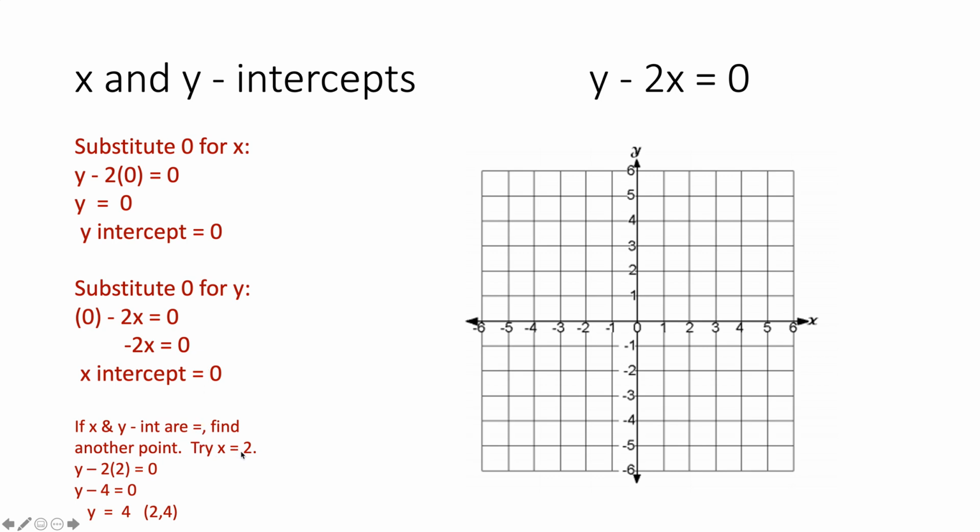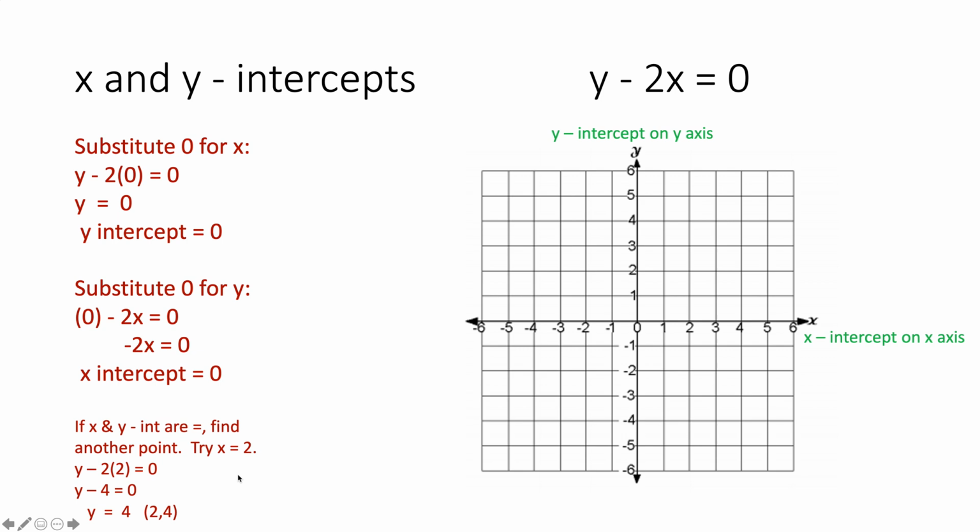So instead of plugging in a 0, plug in anything you want, but I'm going to plug in a 2 for x. So if I plug in a 2 for x, I get y minus 2 times 2 is 0. 2 times 2 is 4, so y minus 4 is 0. And that means that when x is 2, y is 4. Just like doing tables, it's like finding 1 point on a table instead of 5 of them. And then that gives me the point 2, 4.